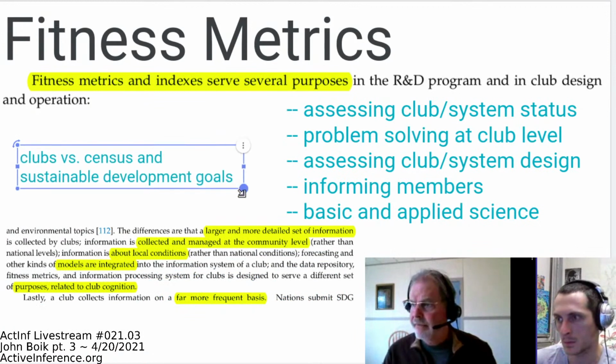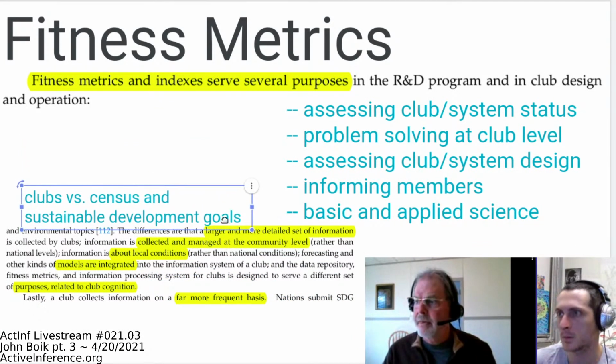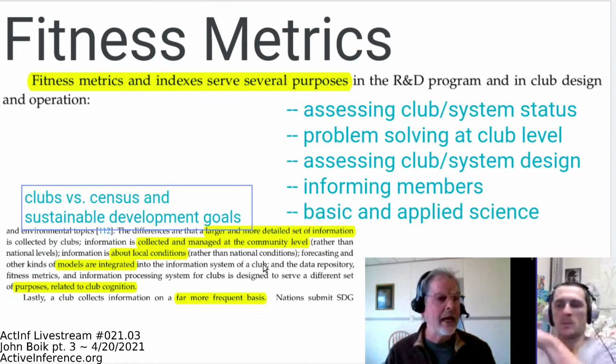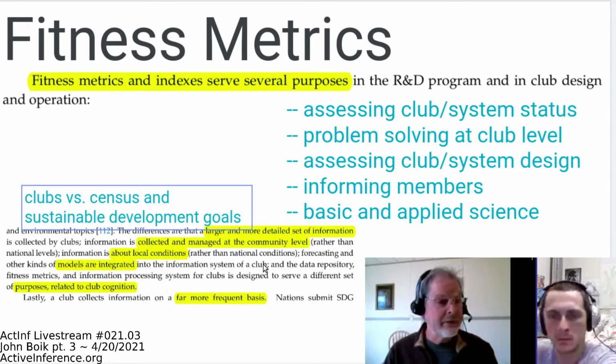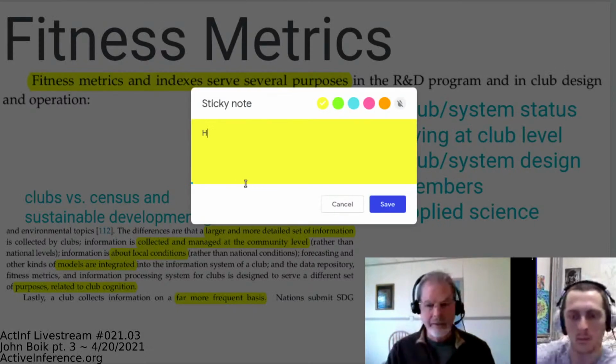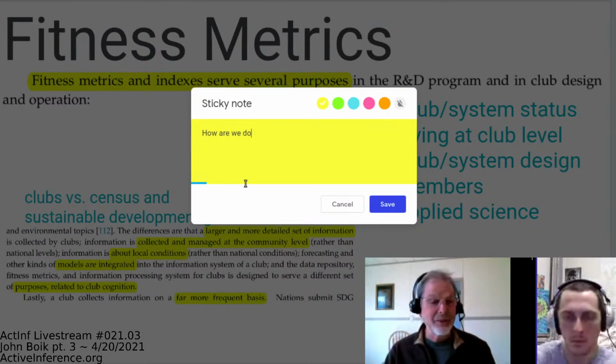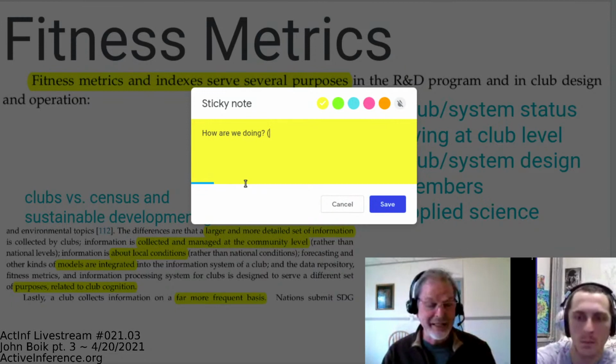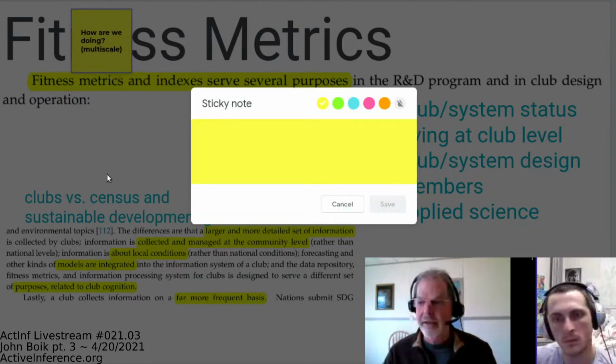So this information could help a club assess its own status. How are we doing? You need information to answer that question. Well, we can say that we are doing so well or so poorly or whatever the case may be on education, on environmental quality, on economic security, on all these different issues.